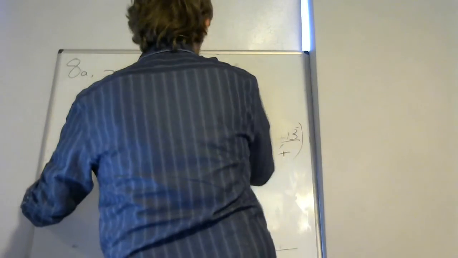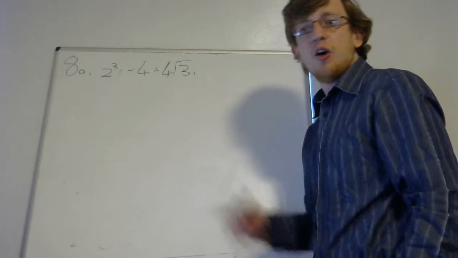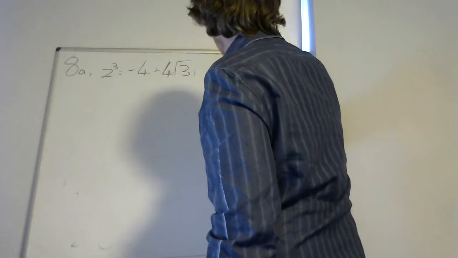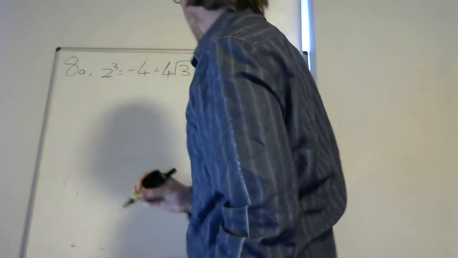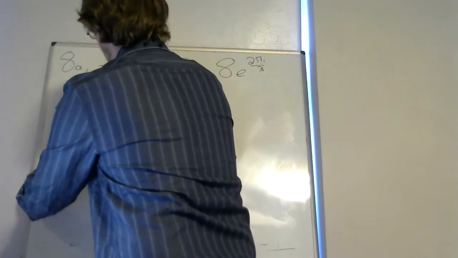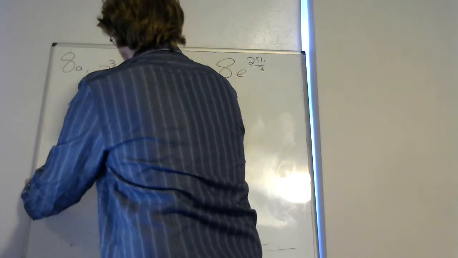So we're going to solve the equation now. We want to solve z cubed is equal to minus 4 plus 4 root 3i. But we found out in the last question that that is equal to 8 multiplied by e to the 2 pi i on 3. So what we want to solve is z cubed equals 8e to the 2 pi i on 3.